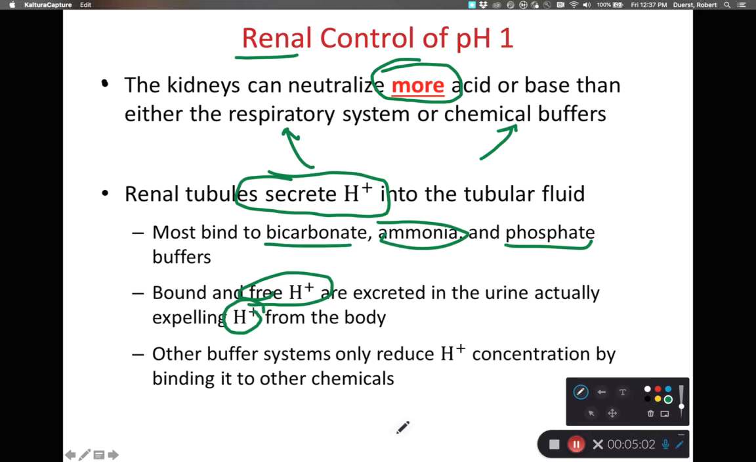Those other buffering systems in our bodies, particularly the chemical buffering systems, can only reduce the concentration of hydrogen ions by binding the hydrogen ions to other chemicals within solution. It's a temporary fix. It's a Band-Aid approach to a pH imbalance. Ultimately, to correct the body's pH imbalances, we need to physically remove the hydrogen ions from our body, and we do that via urination.